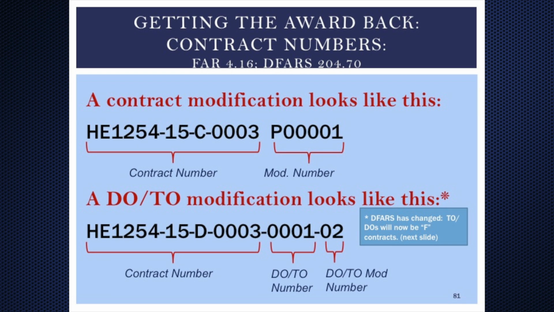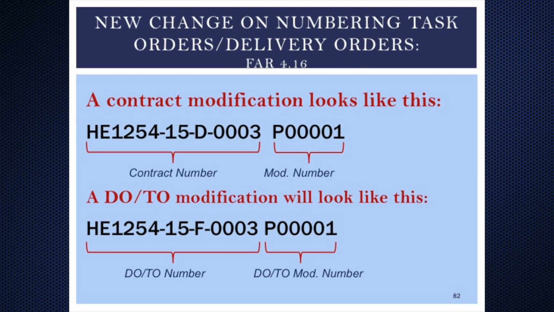A delivery order task order used to look like what follows at the bottom there. It used to be the contract number and then have a dash and 0001. It doesn't look like that anymore. So you see now a delivery order and a task order will be an F contract because it will be an order. And then a mod to that delivery order, task order, will look just like a mod to any other type of contract.